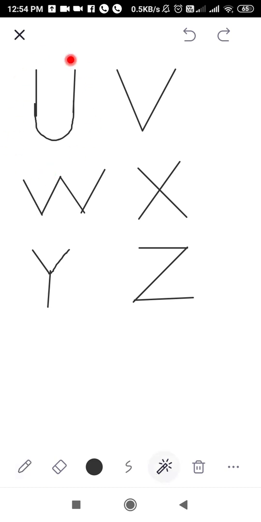U for umbrella. V for van. W for watch. X for xylophone. Then Y for yak. And then last letter is Z for zebra. Okay, so here we have completed the capital letters from A to Z.